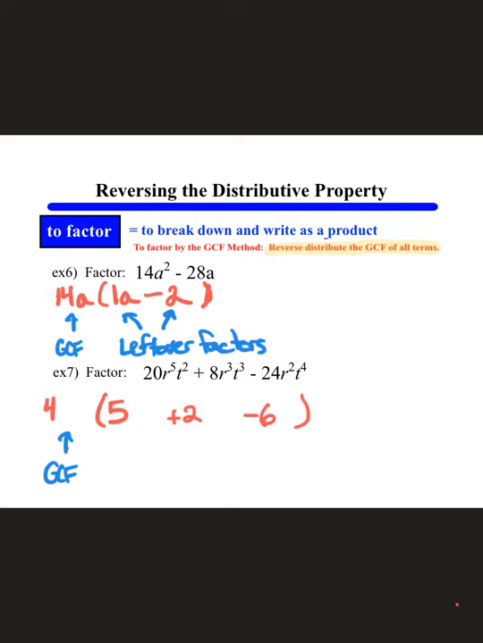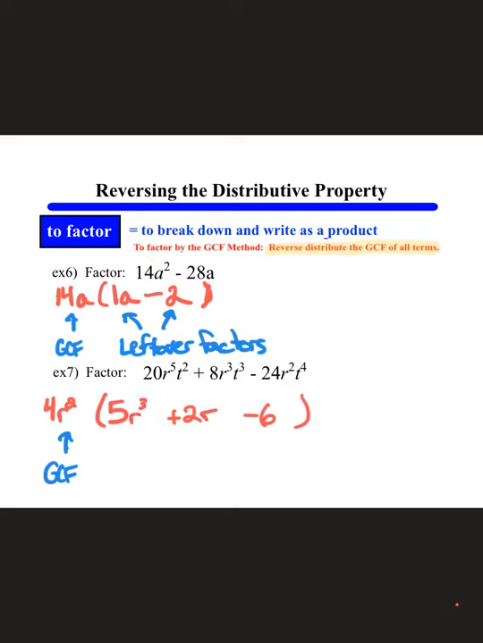Now we have to look at the variables. Remember our shortcut here is for each variable, my GCF should be the smallest exponent between the like terms. So if I look at the r's, r to the fifth, r to the third, r squared, the smallest exponent is r squared. So that means I'm going to factor that out. And essentially, I subtract that from each of these exponents here. So that would mean here I would have r to the third. In the middle, I would have just r.